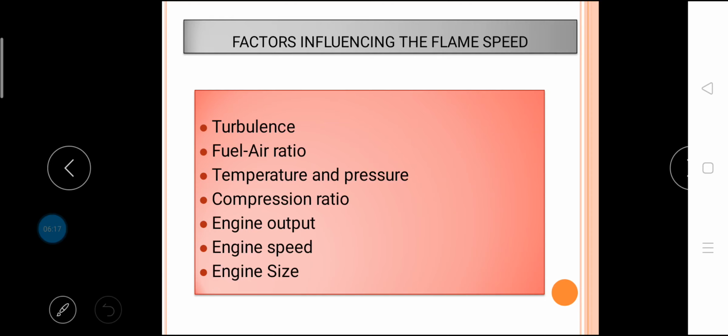These are the main factors that influence the flame speed: turbulence, fuel air ratio, temperature and pressure, compression ratio, engine output, engine speed and engine size.